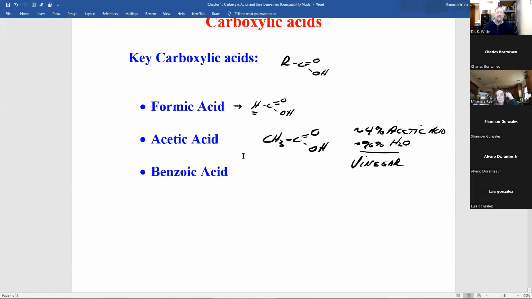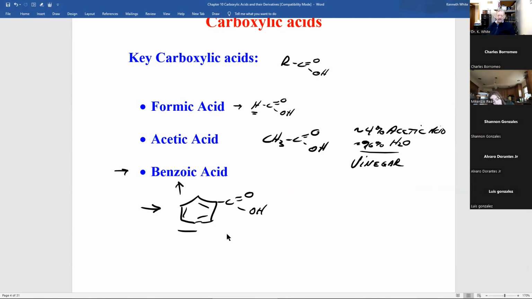Now, the last common name, but listen carefully, this has also become an IUPAC name, is benzoic acid. And benzoic acid is both the common name and the IUPAC name, where the R group is a benzene ring, and that's benzoic acid. So on a test, if I ask, give the IUPAC name for this molecule, it's benzoic acid, and you should also know how to draw the structure of benzoic acid.